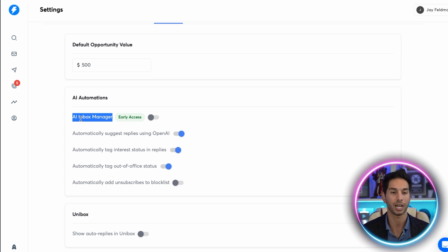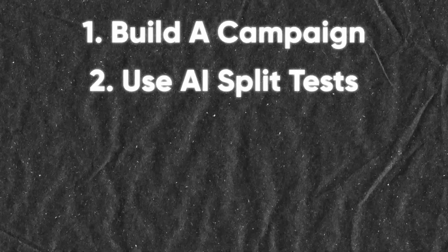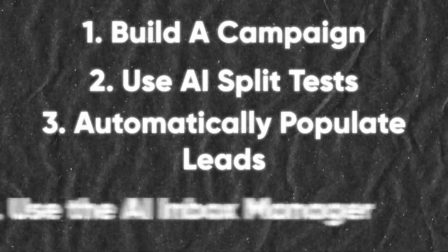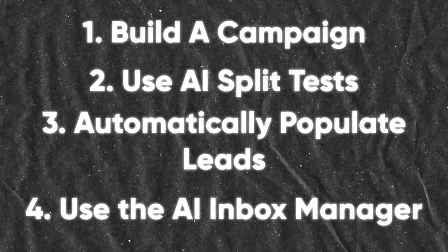Now, this is brand new. I'm not using this yet because I have a large team and I want everything to be human-based and put the money into replying to people who are actually interested. But again, if you're somebody who wants to save time, you can now build a campaign, use AI to pick the split test winner, automatically populate leads into that campaign every single week, turn on this AI Inbox Manager so you don't have to manage replies. You can put people into a subsequence based on what they say, and if they're interested, you'll literally never have to do everything. You can set this and forget it. Absolutely unreal what Instantly has been able to do.